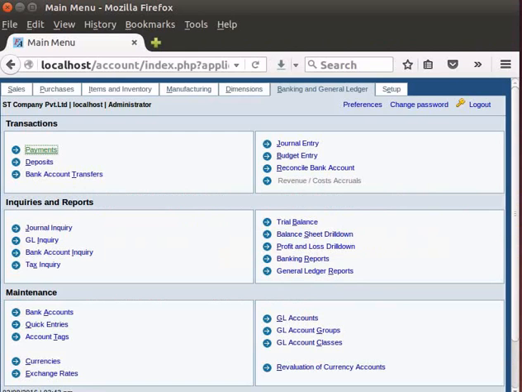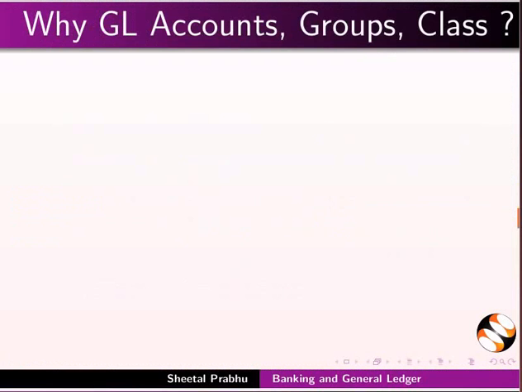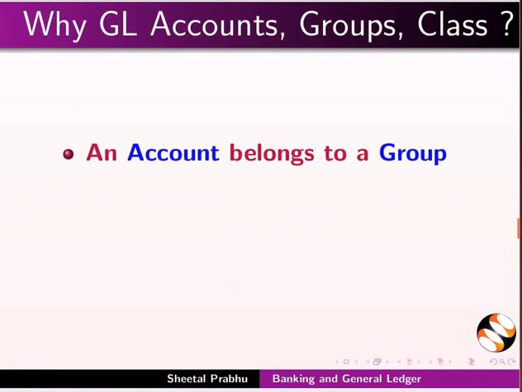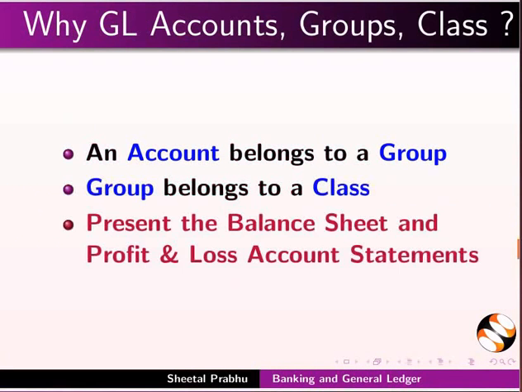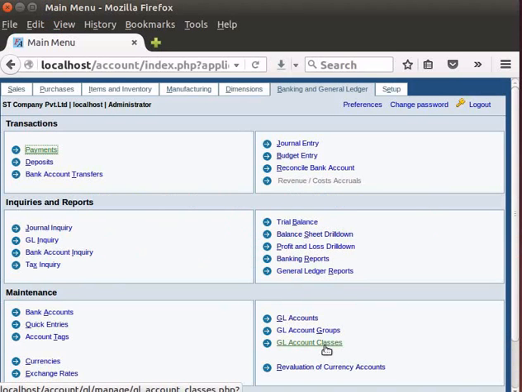Switch back to Front Accounting interface. We can see the options under maintenance bar as GL accounts, GL account groups, GL account classes in this tab. We need to set these options. In Front Accounting, account belongs to a group and group belongs to class. It depends upon how to present the balance sheet and profit and loss account statements. Here, GL accounts classes are the initial stage that need to be set first.